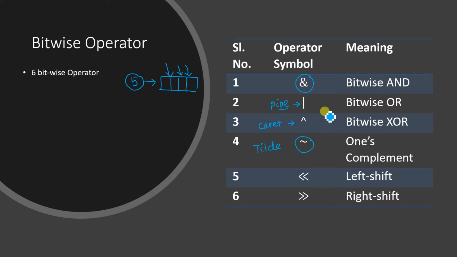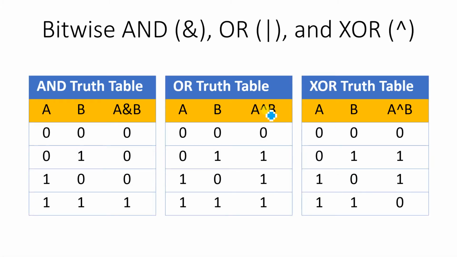So let us start with the truth tables of bitwise AND, OR and XOR, which look something like this. I have already taught you these truth tables for AND operation and OR operation in the logical operator class, but let us discuss them again. In bitwise AND, if both the inputs are 1, then only the output becomes 1. Now this is the OR operator. Actually the symbol should not be this, the symbol should be A or B, that is the pipe operator we have to use.